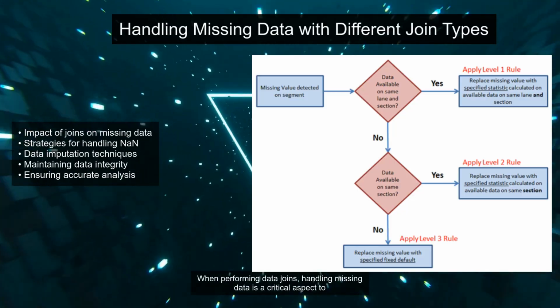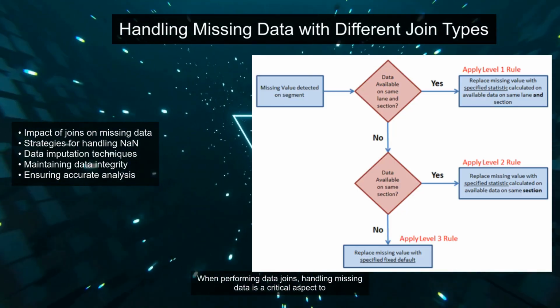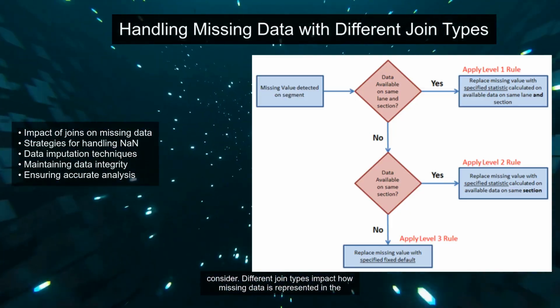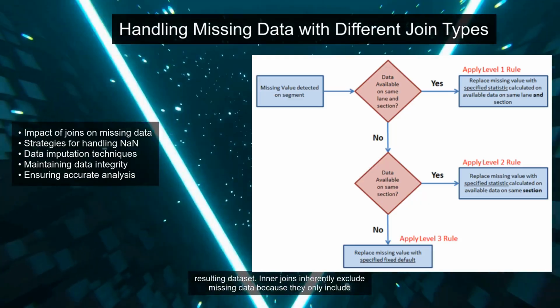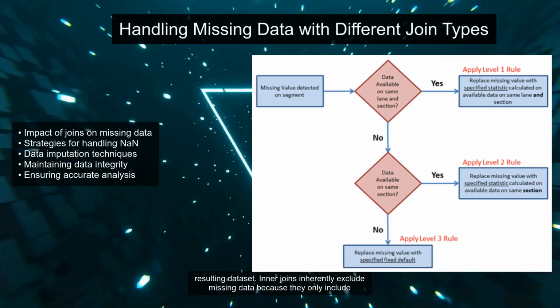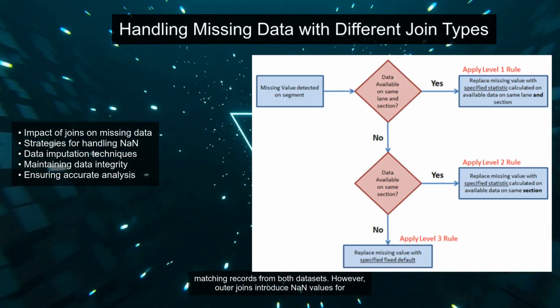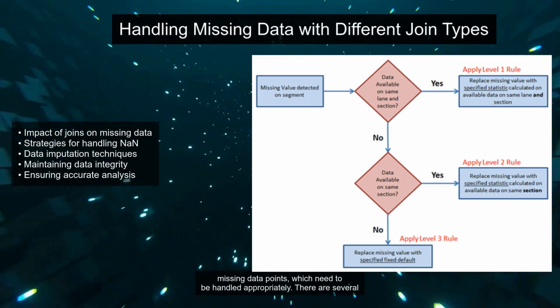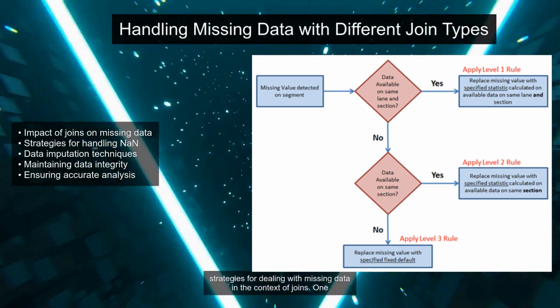When performing data joins, handling missing data is a critical aspect to consider. Different join types impact how missing data is represented in the resulting dataset. Inner joins inherently exclude missing data because they only include matching records from both datasets. However, outer joins introduce NaN values for missing data points, which need to be handled appropriately.